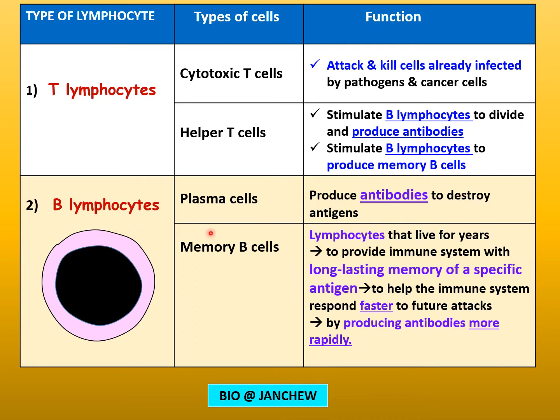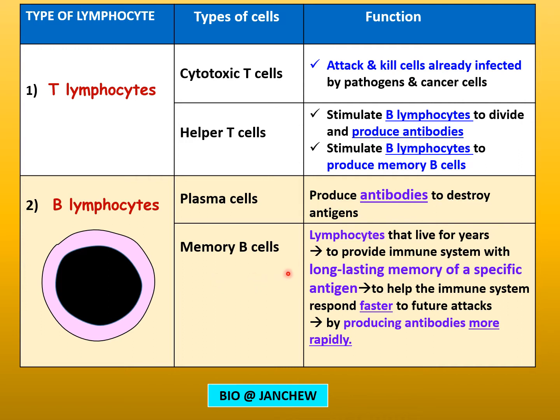Now, B lymphocytes. There are two types of B lymphocytes, the plasma cells and the memory B cells. Plasma cells are the actual cells that produce the antibodies to destroy the antigens. They are a type of B lymphocyte. In the syllabus, the specific name plasma cell is not stated, so it's up to you whether you want to remember it or not. You can just call it a B lymphocyte, and the function is to produce antibodies to destroy antigens. T lymphocytes don't produce the antibodies. They just stimulate the B lymphocytes to produce the antibodies.